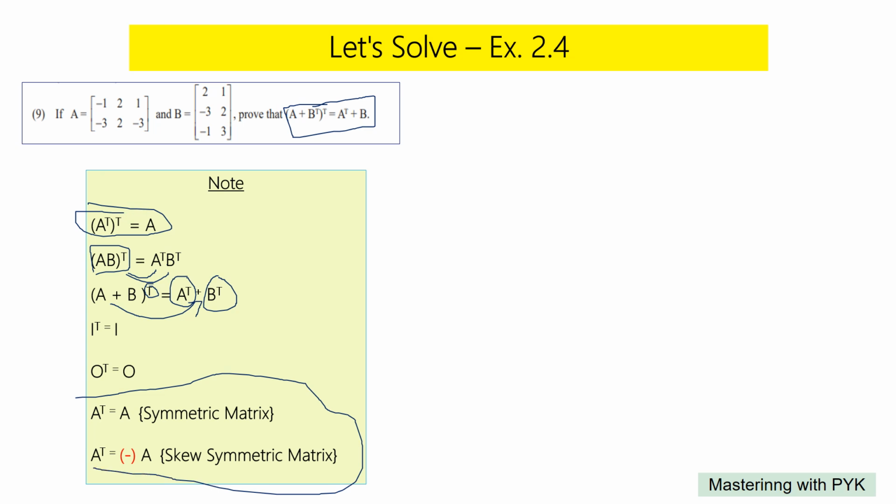One is, if A transpose is A, that is, there is no change in the original matrix, then it is called a symmetric matrix. And if A transpose is the negative of the original matrix, then it is called a skew matrix.